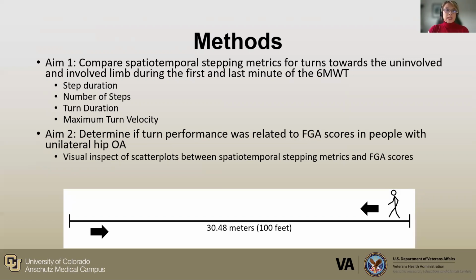And for our second aim, we visually inspected scatter plots to see if there were any relationships between these metrics and our FGA scores. And at the bottom of this slide, you can see a depiction of the path that our participants used for completing the 6-minute walk test. So it was a 100-foot path, and our participants had to make a 180-degree turn at the end of each of this path, and they were instructed to complete as many laps as possible during the 6 minutes they were allotted.